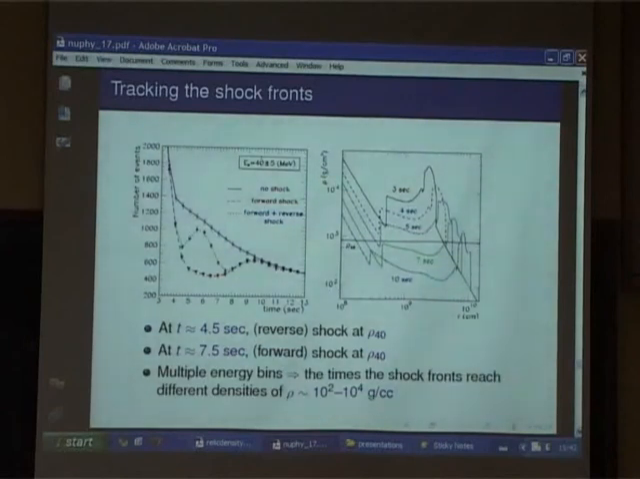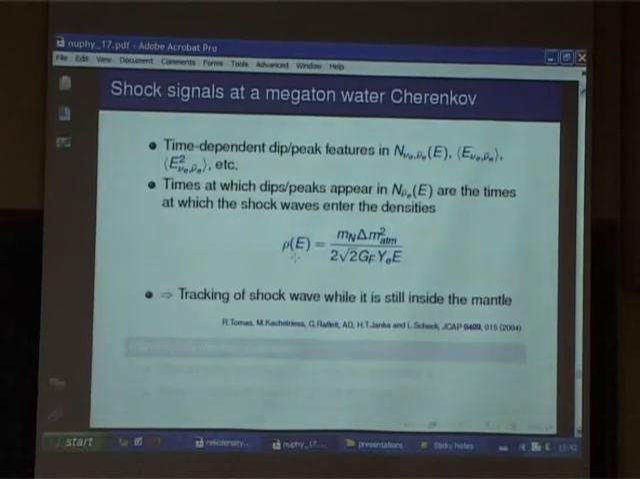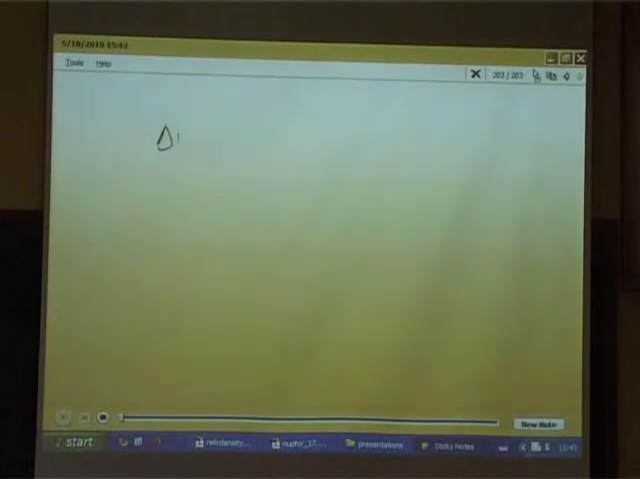Now this is done at some energy, 40 MeV for example. I can do this at 30 MeV, 20 MeV, 60 MeV. Different energies mean different resonance densities. For a given energy, the resonance density is given by delta m squared over 2E times cos 2 theta equal to root 2 G_F n_e. So different energy would mean different density. So when you look at the shock signal at different energies, you are looking at what happens in the star at different densities.